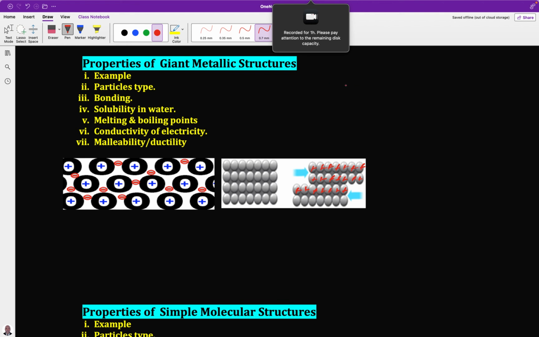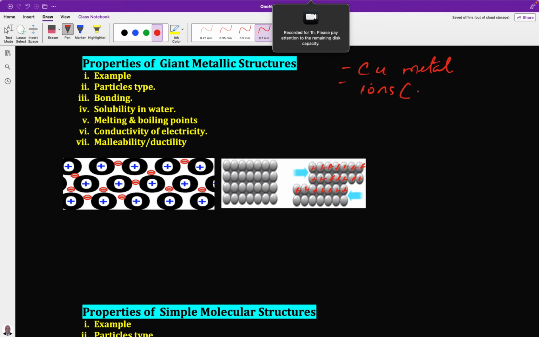Therefore, an example of such a giant metallic structure is copper metal. A copper metal is an example of it. And the particles present here, as you saw, are ions.